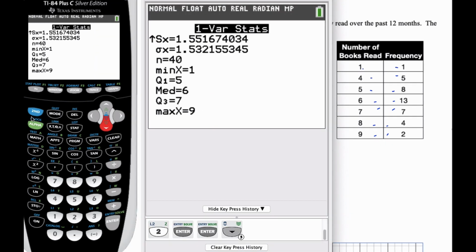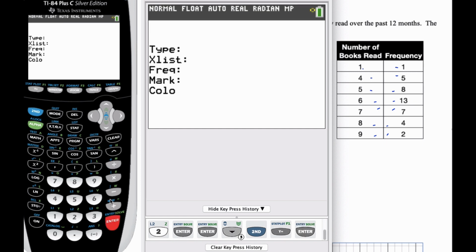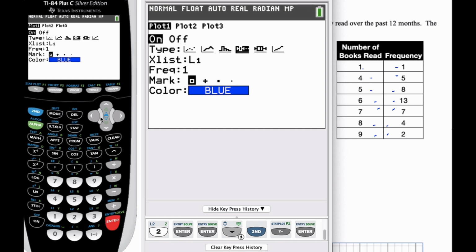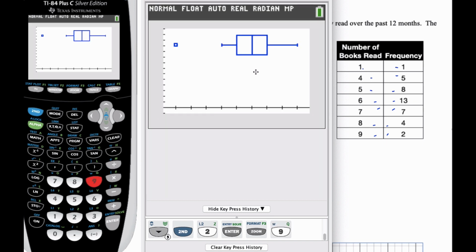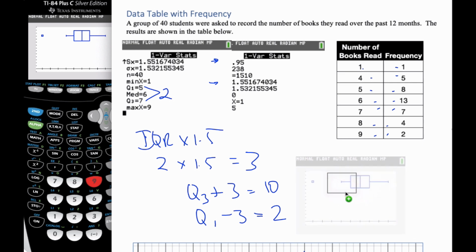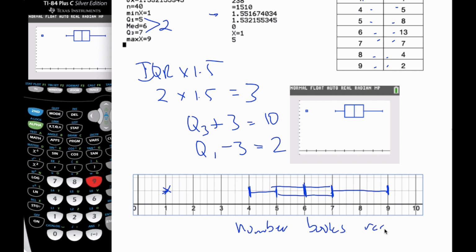Now, I can do this with my calculator, which is something we should do. So I'm going to go to my stat plot. I'm going to go to my list. Note that my frequency, though, is not 1. My frequency is going to be list 2. And then I'm going to zoom to number 9 stat. And there again you see what I've drawn down below. I've drawn something similar. To make it precise, I should put number of books read.